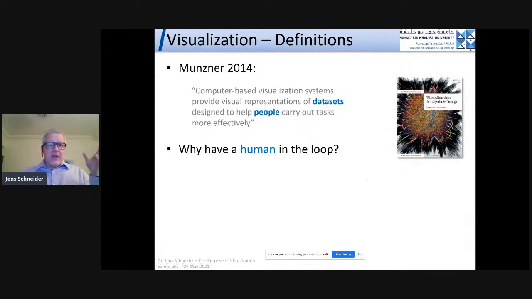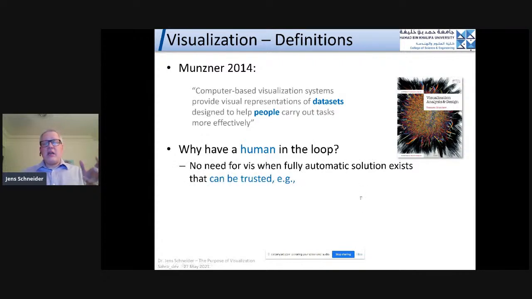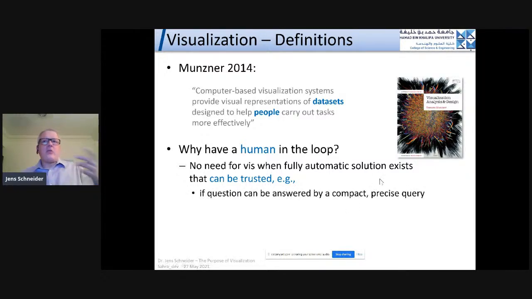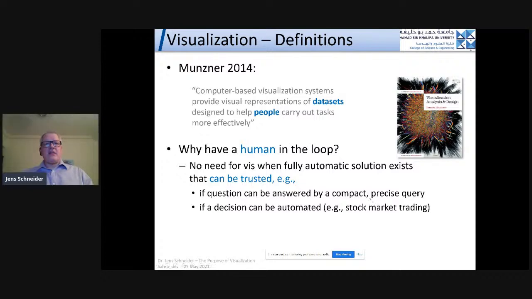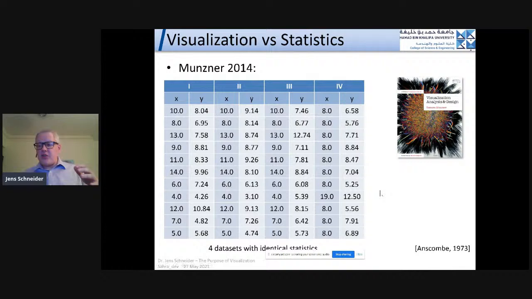And if you think about it, it makes sense to have a human in the loop, because if you have a fully automatic solution, like an AI, that you can trust, that you understand, then you don't really need that anymore, because then you can answer questions by compact and precise queries. And if this decision can be automated, then you don't need the visualization. But these cases are usually rare, and we are just beginning to understand how AI can automate some of these processes and others not.